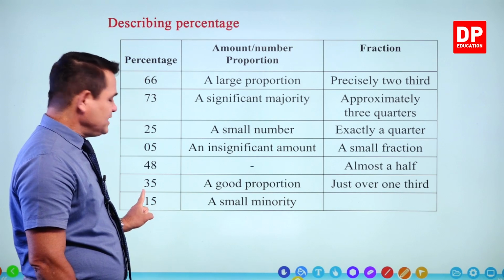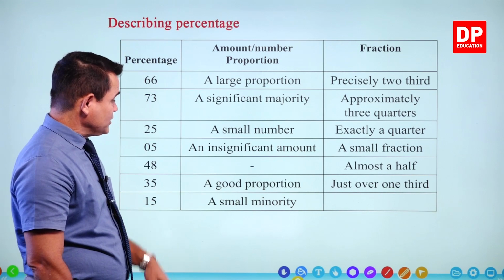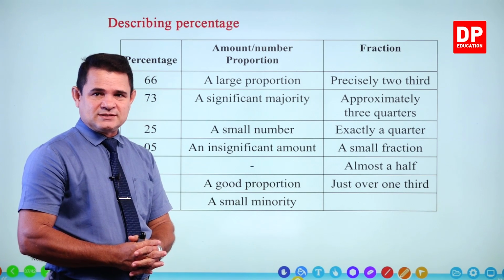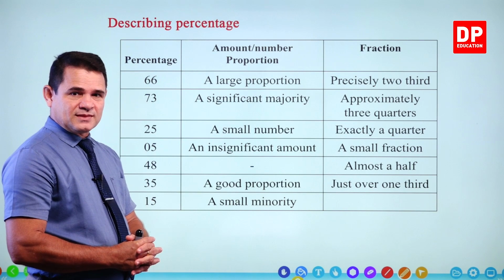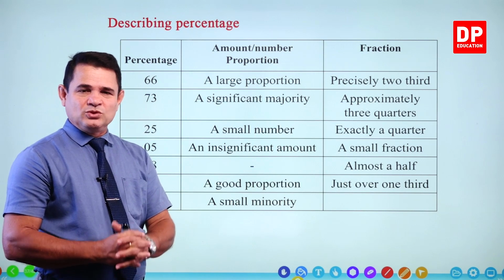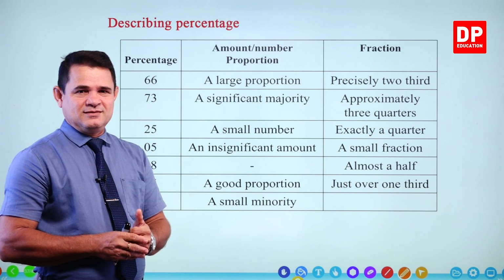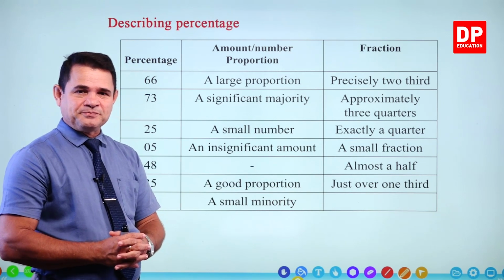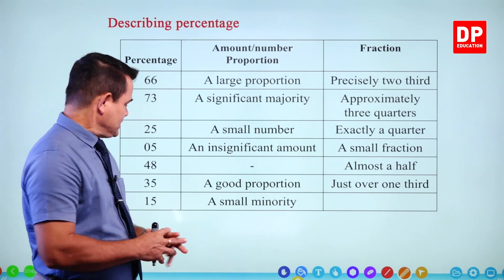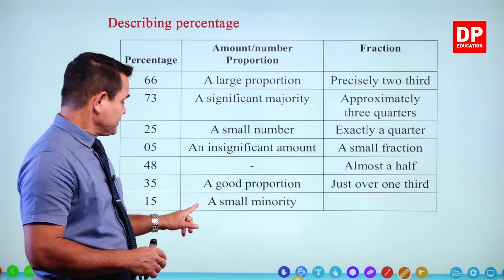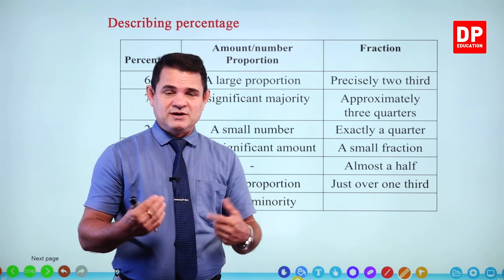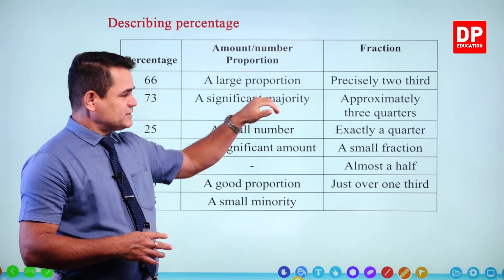And next, 35%. A good proportion, a significant portion. And the same thing, just over 1/3, a little more than one third. See, there are different ways to say the same thing. So when you write, don't use the same thing. Use these different ways. And the last one, 15%, a small minority. Majority, minority, right? So use these words.